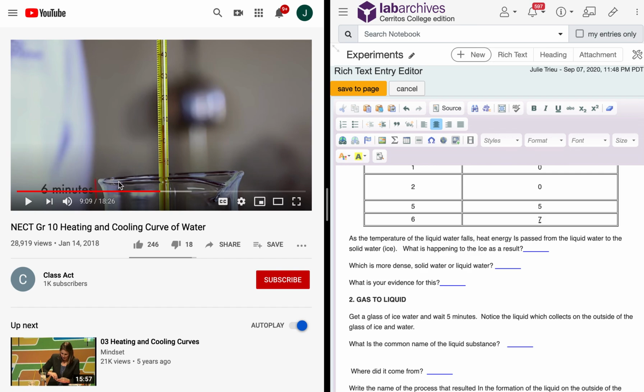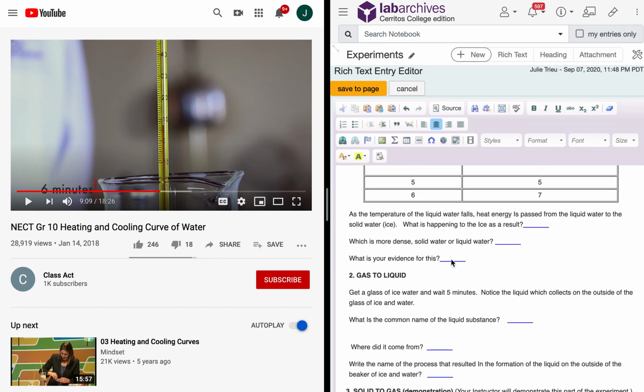According to the beaker, you're going to see that the ice always floats on top of the water, which means water is more dense than solid water, or ice. Ice, or solid water, is less dense than liquid water. What is your evidence for this? Obviously, you observe it from the beaker.